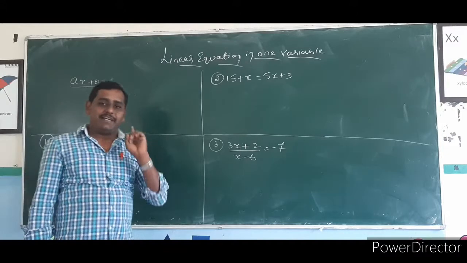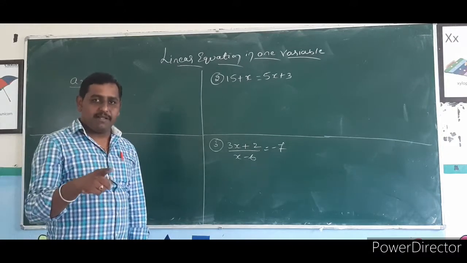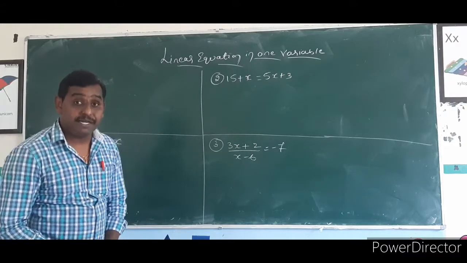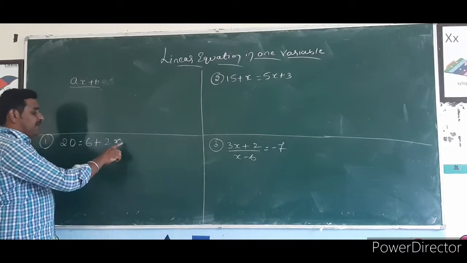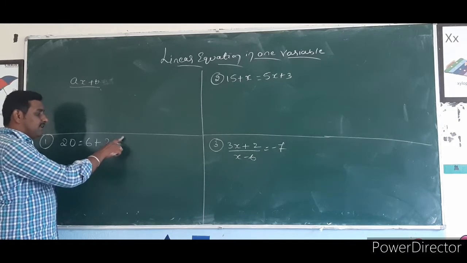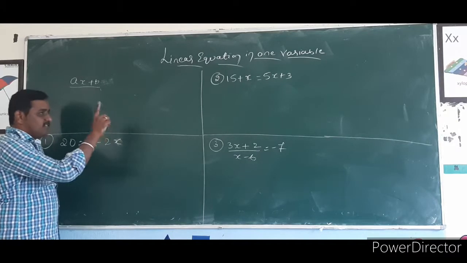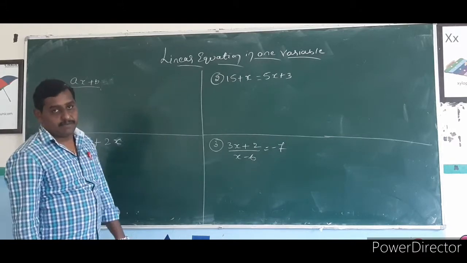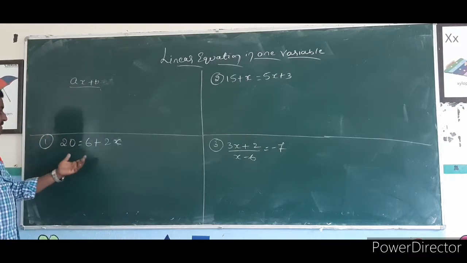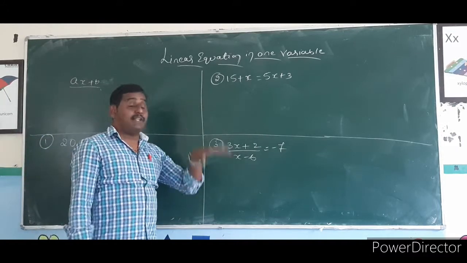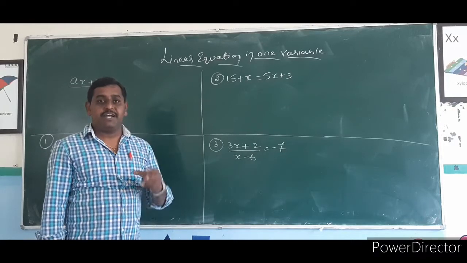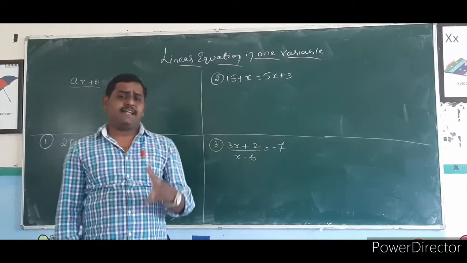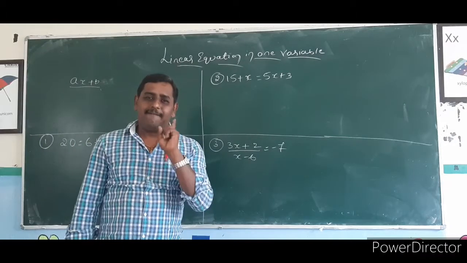So an algebraic expression contains one variable with degree equal to 1. That power should be equal to 1. Only one variable is there, and the highest degree is 1. Then only you can say it is a linear equation in one variable. If I am going to solve this type of linear equation in one variable, we will get only one solution. If you solve any linear equation, you get only one solution.